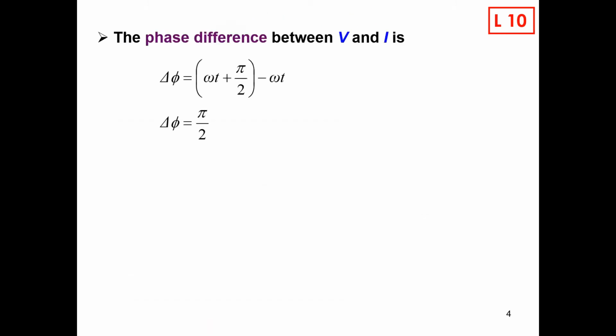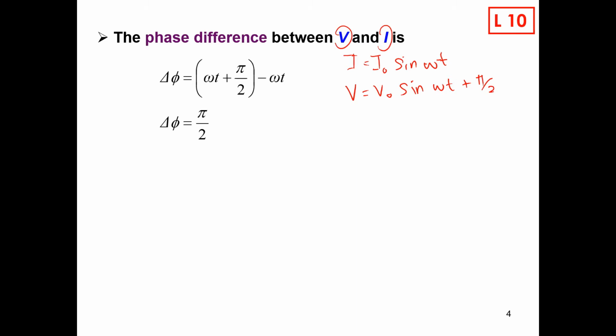Okay, the phase difference between V and I. How to get the phase difference? We have to relate the equations for the voltage and the current in a pure inductor circuit. The equation for the current is I equals I naught sine omega t, isn't it? And for the voltage, V equals V naught sine omega t plus pi over 2.